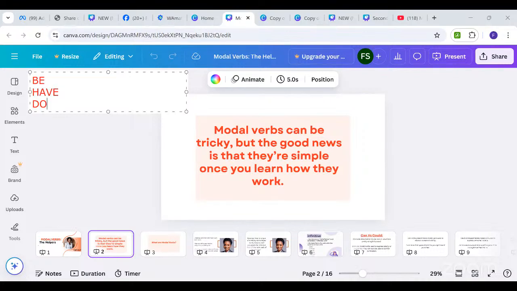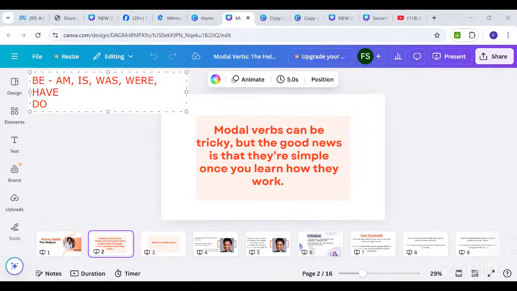So for example, the very common one that people struggle with is have. Examples of be: first we have am, is. These are the simple present. We can have them in their past tense, so we can have was, were. So these are the be verbs.